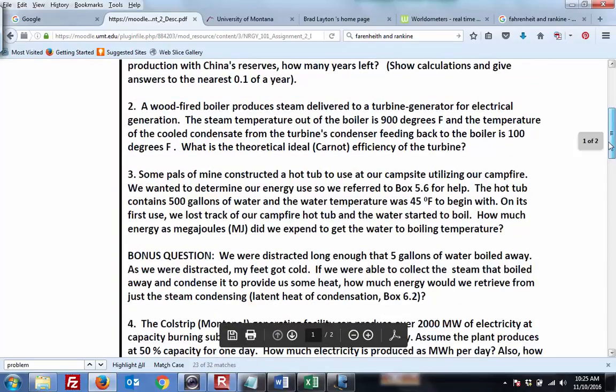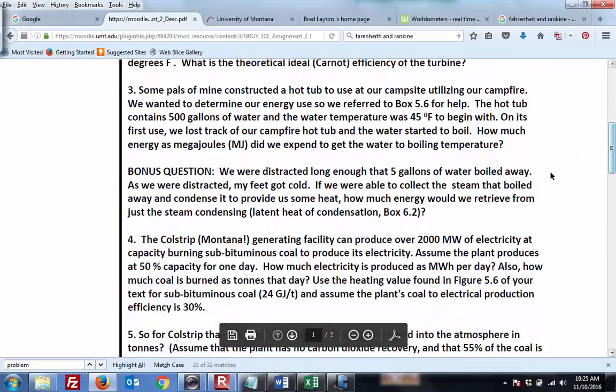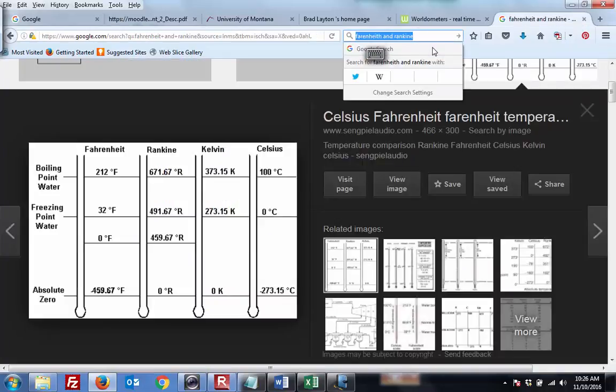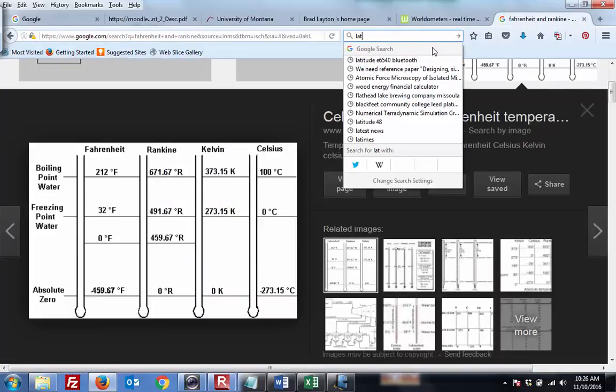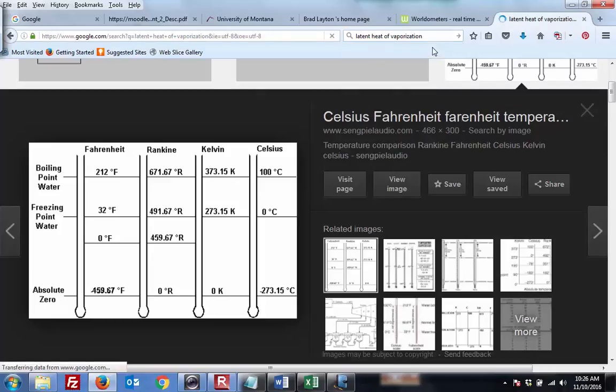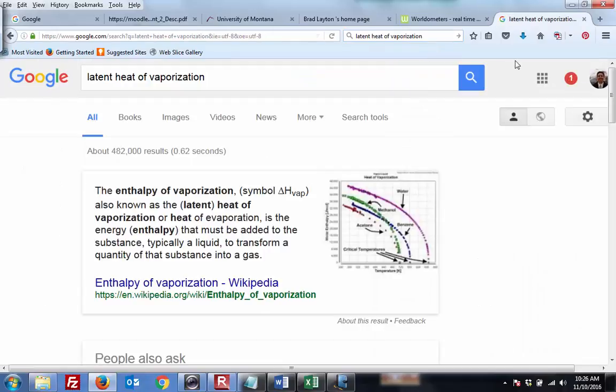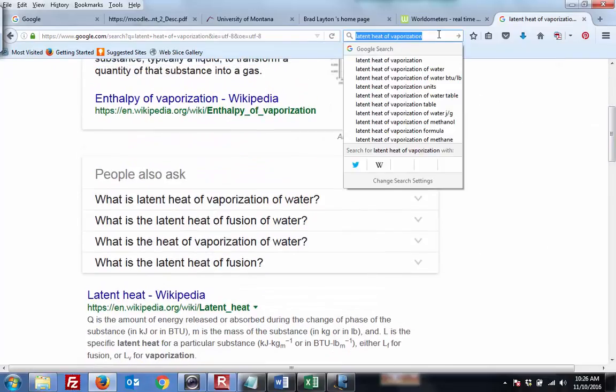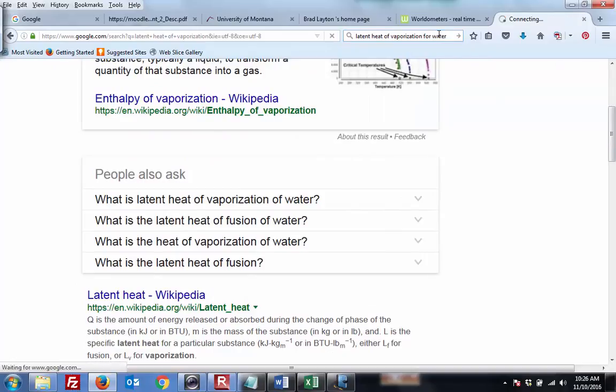Bonus question. We got distracted long enough that 5 gallons of the water boiled away. If we were able to collect the steam that boiled, how much energy would we return from the steam? So, let's just grab that guy. I think this is in the book as well.